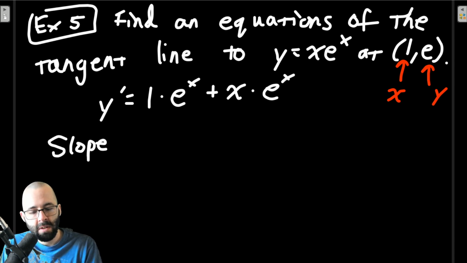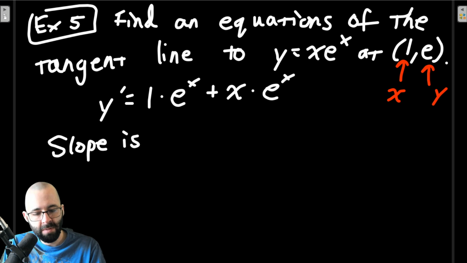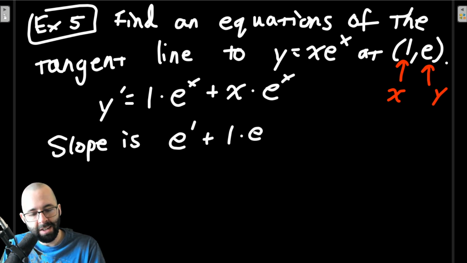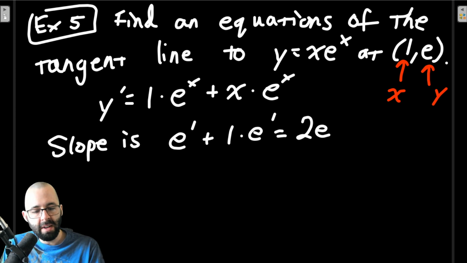Our slope is just going to be, goodness gracious, the iPad's a little wacky today. Plug in when x equals 1. It'll be e to the first power plus 1 times e to the first power. Well, that's 2 e to the first powers, which is just 2e. And again, we'll have our exact answer here. That's our slope, which is great.